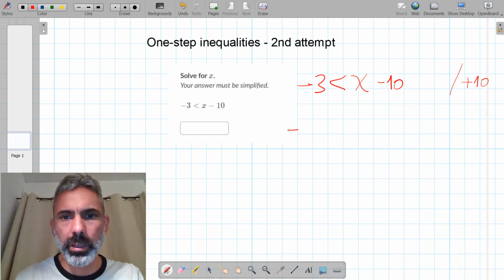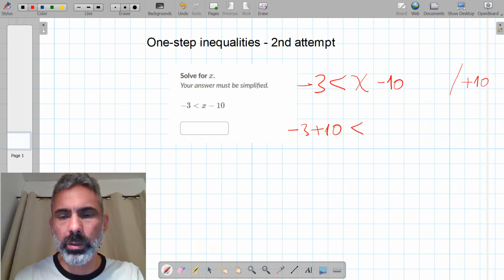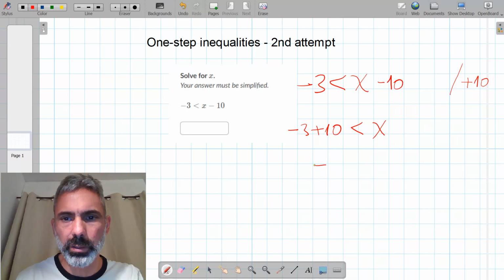So on the left hand side I have minus 3 plus 10, and on the right hand side of the inequality I have just the x, because x minus 10 plus 10 is just x. So here one negative number, one positive number. The result is the difference between the two. 10 minus 3 is 7, and the result is positive because 10 is greater. So 7 is less than x, or x is greater than 7.